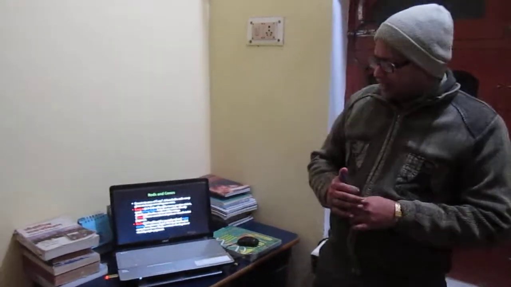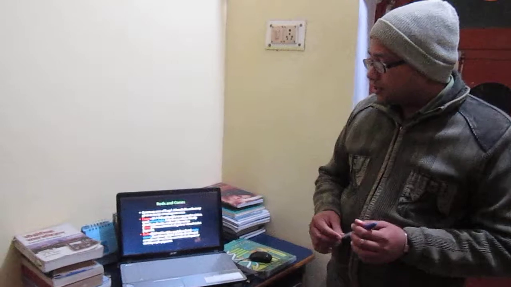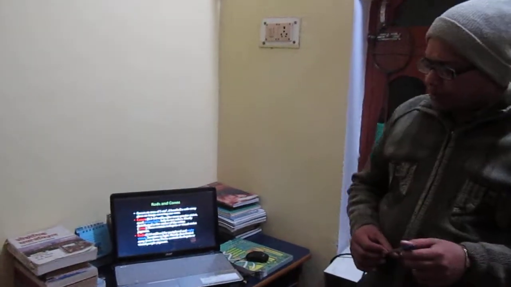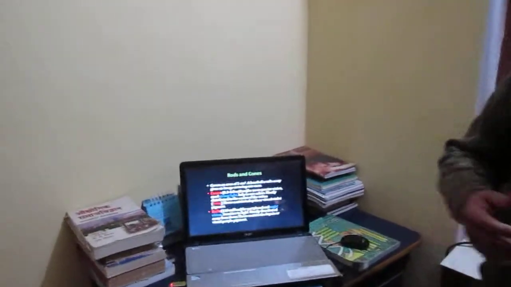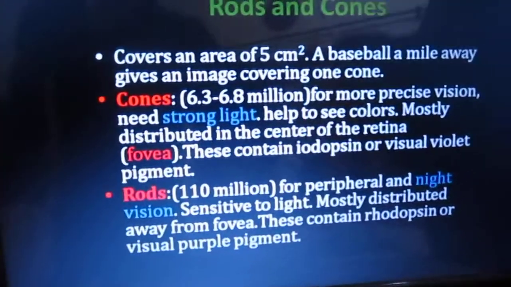Previously I have told you the retina contains a number of nerve cells. In the retina, two important types of nerve cells are found. These are called rod cells and cone cells. Rod cells number about 110 million in our eye, while cone cells number about 6.3 to 6.8 million in our eye.